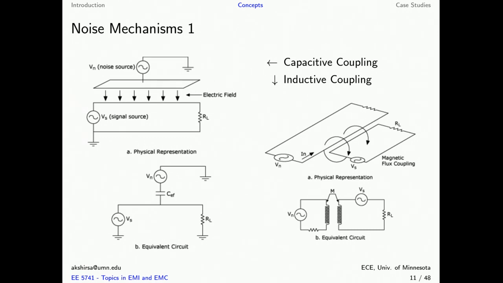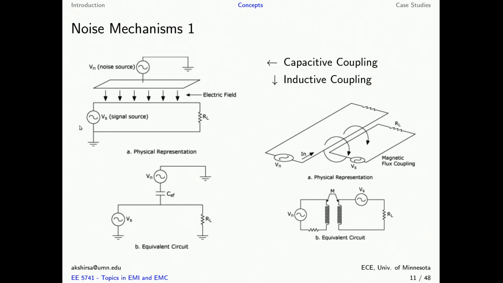Now let's look at some noise mechanisms. There are two most commonly used mechanisms to model how noise is coupled. The first is called capacitive coupling and the second is called inductive coupling. Now let's look at this system. Supposing we have a noise source, an AC source connected to a conductor, and this conductor obviously has a voltage on it which is Vn.